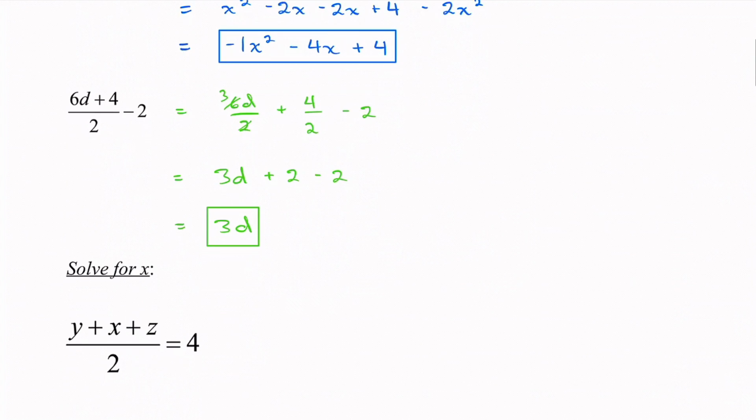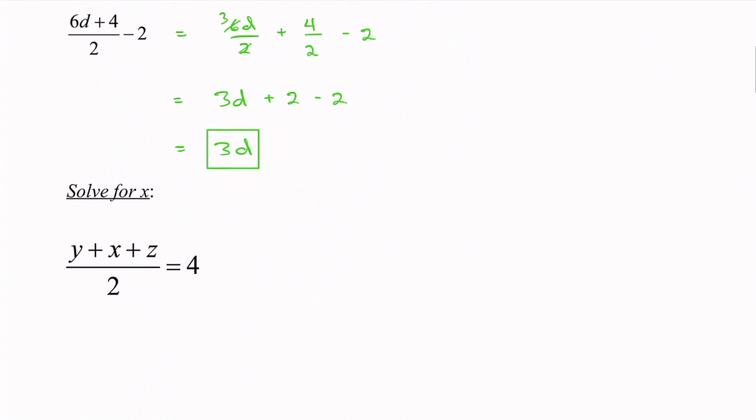And this last one here now, it says solve for x. So we just want to isolate and get x by itself. So x is being added with a z and a y, and it's also being divided by this 2. So we got to kind of undo those things. We got to do the opposite to get rid of them. So what I'm going to do first is multiply this whole side by 2, because that'll get rid of the divide by 2.